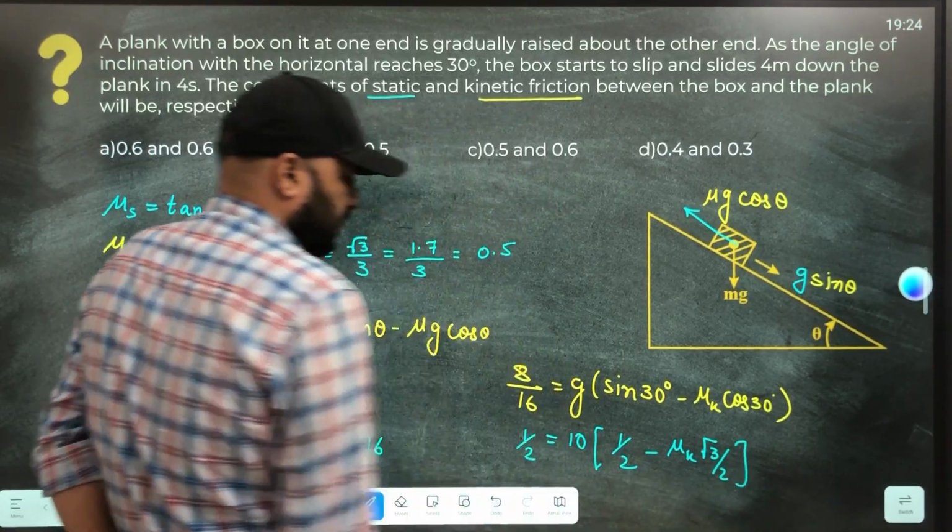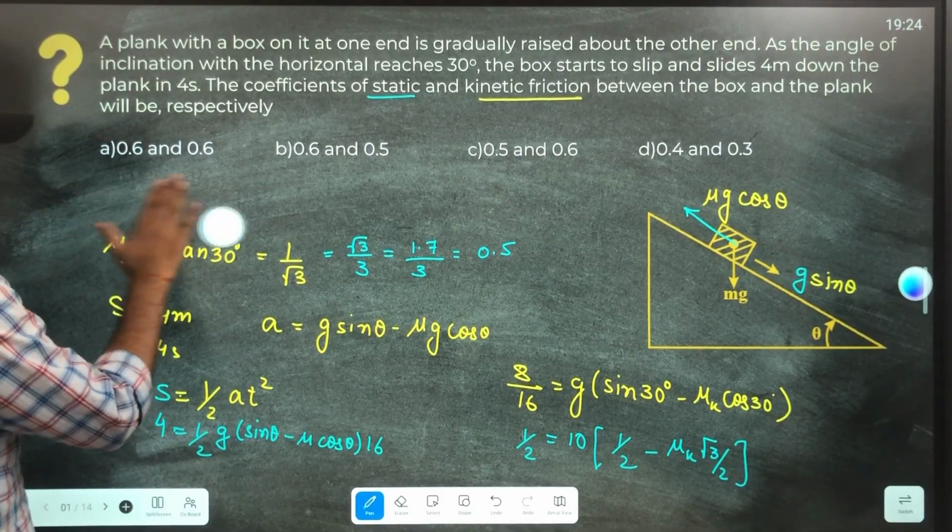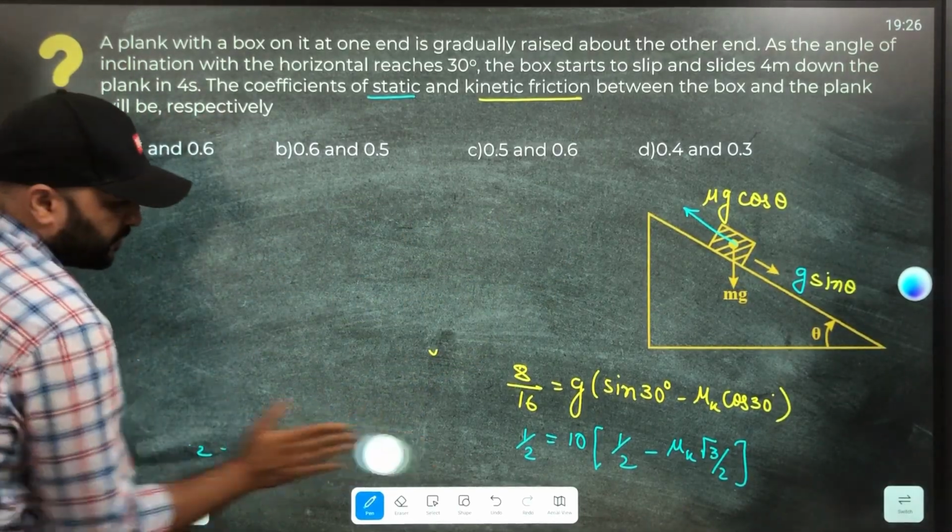I hope this is clear. Okay, so let me remove the previous one. Our first answer is 0.5. Let's see that second part. So I'm just removing this whole thing and let me solve it over here, right?